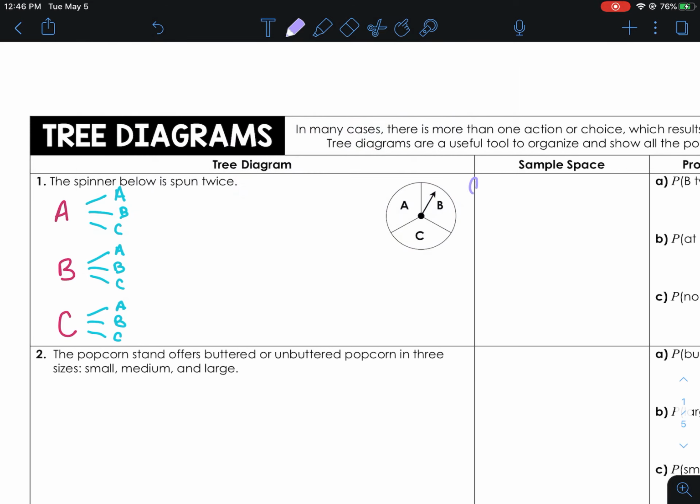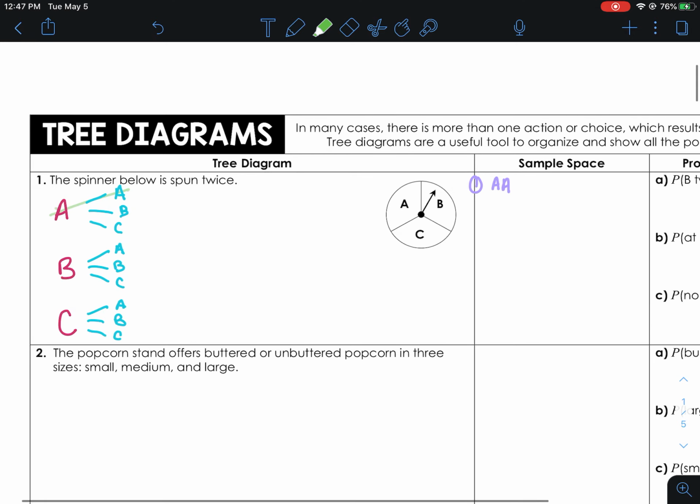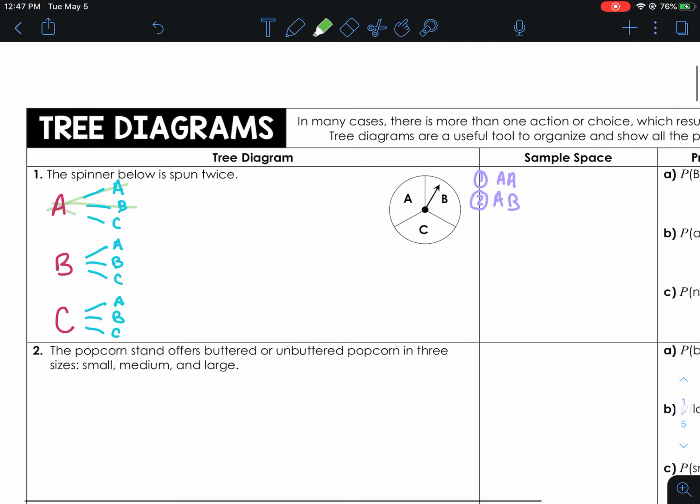So then over here in what we call the sample space, I am going to write out my choices. So I have AA, meaning I went like this, AA. Then my next choice would be AB, and then I would have AC. So if I spun A, then I got C. So my next choices would be BA, then BB, and then BC. So see how I'm already at 6 choices, and originally we thought there were only 6.